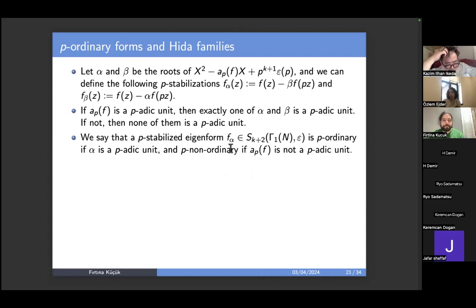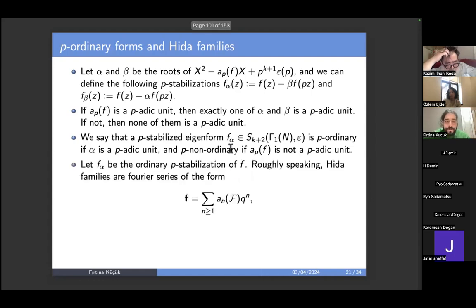And let f_alpha be the ordinary p-stabilization of f. So roughly speaking, Hida families are the Fourier series of this form.